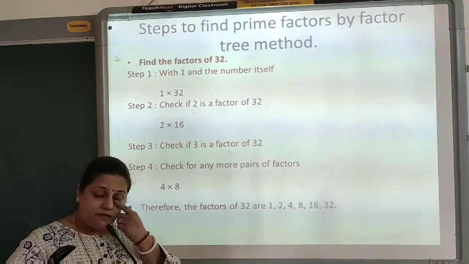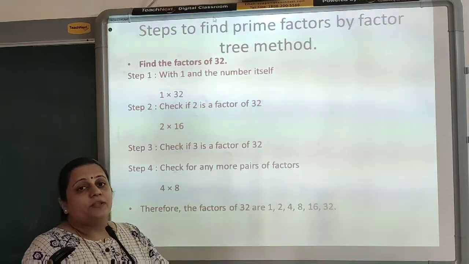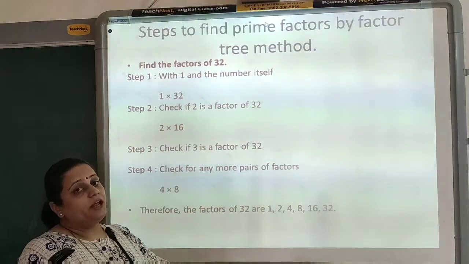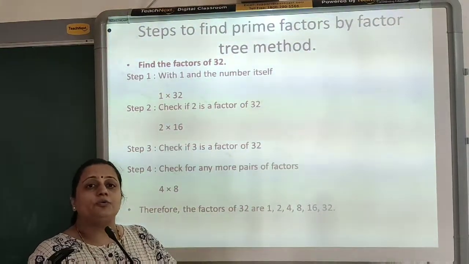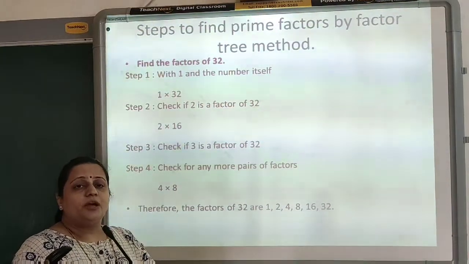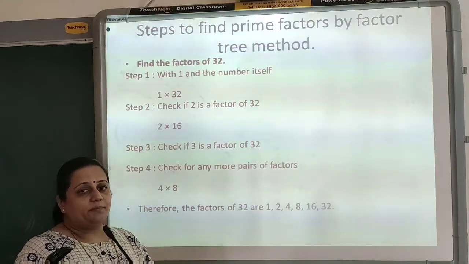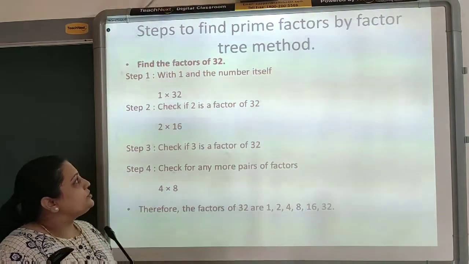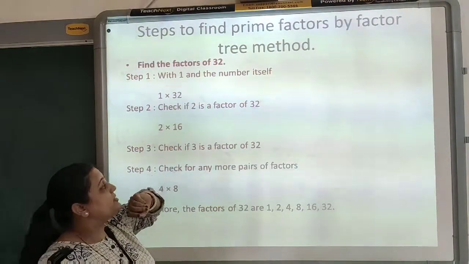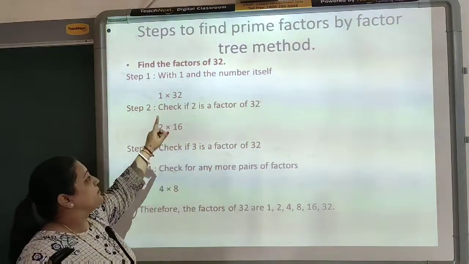In the first lecture we saw the tests of divisibility. 2 is the smallest prime number, so first we check whether the given number is divisible by 2 or not. What is the test of divisibility by 2? A number which has 0, 2, 4, 6, 8 on the unit place is divisible by 2. So check whether 32 is divisible by 2 or not. What is the number on the unit place? 2 is the number on the unit place. So 32 is divisible by 2.